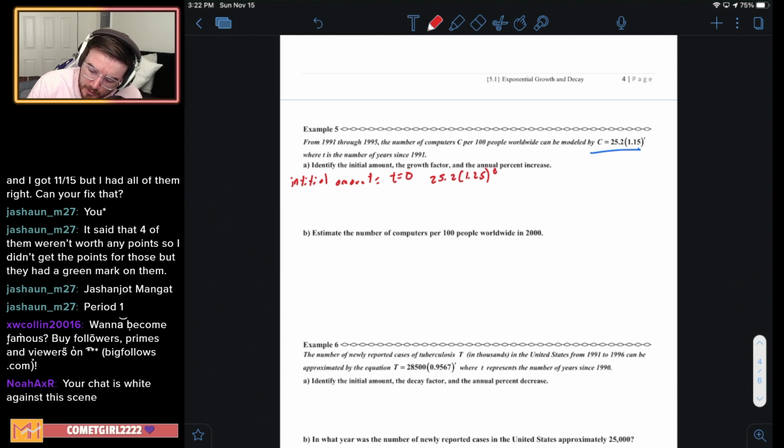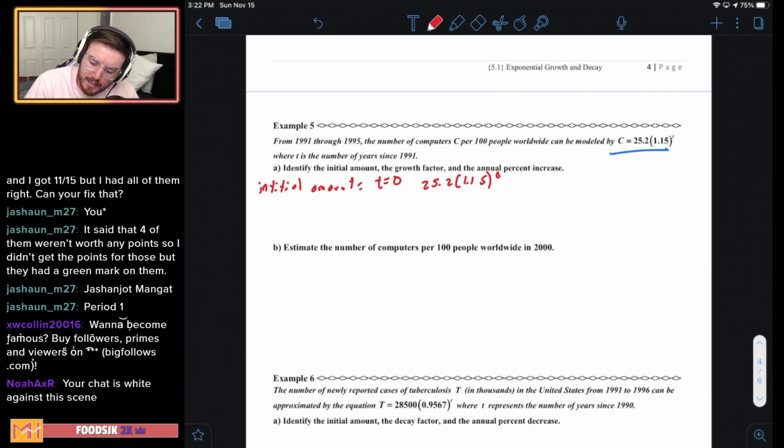Anything raised, 1.15, not 2.5. Oh, I typed that wrong into Desmos. Whoops. I'll fix that for us here. So, anything raised to the 0 power is equal to 1. So, boom, 25.2 computers, which I know sounds silly, but that was per 100 people. So that was the initial amount of computers.